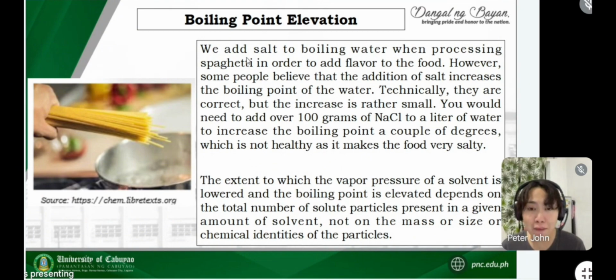Pero maapektuhan na mismo yung magiging taste, yung lasa ng pasta, which is not healthy in our body. The extent to which the vapor pressure of a solvent is lowered and the boiling point is elevated depends on the total number of solute particles present in a given amount of solvent, not on the mass, size, or the chemical identities of the particles. Okay, so we're done already with the boiling point elevation.